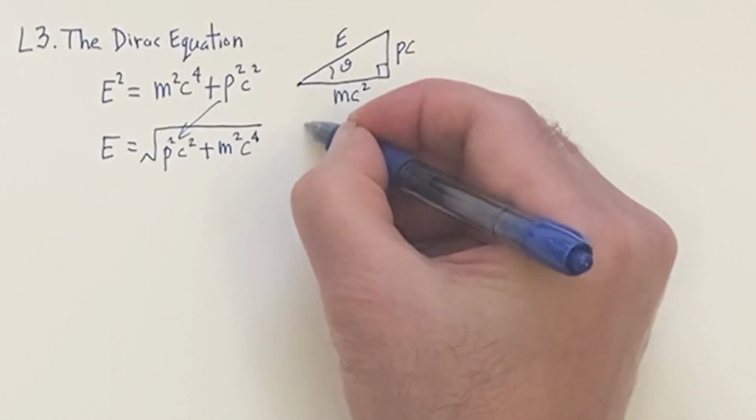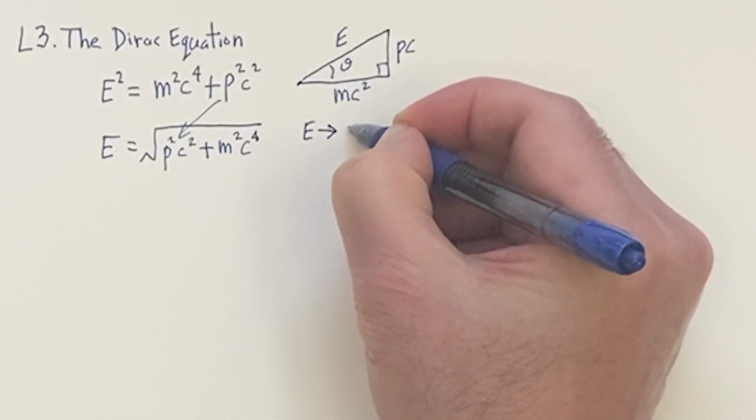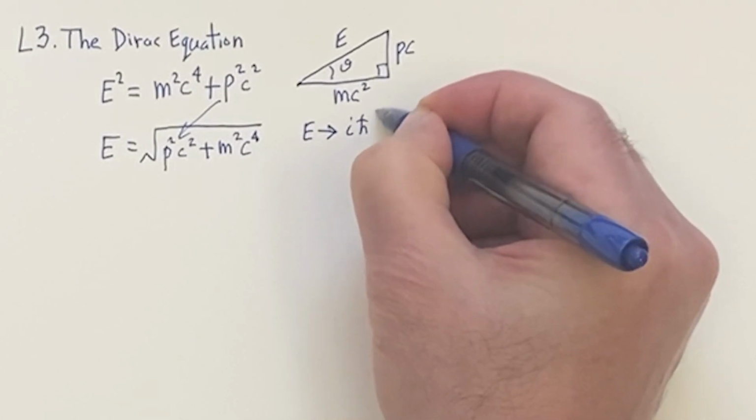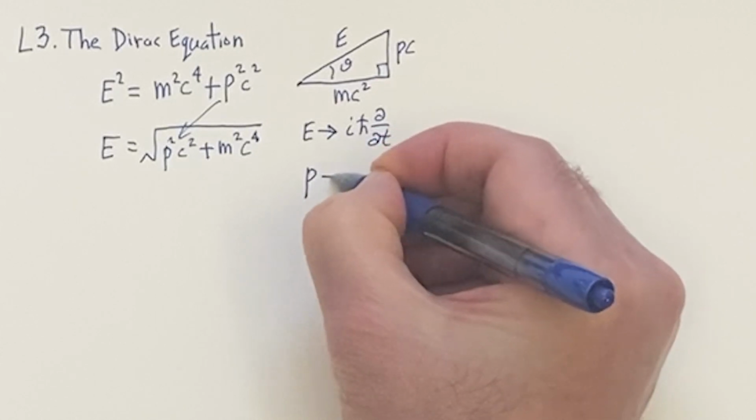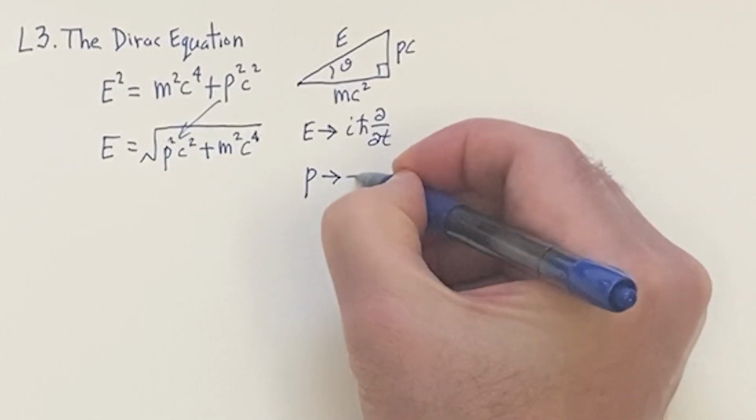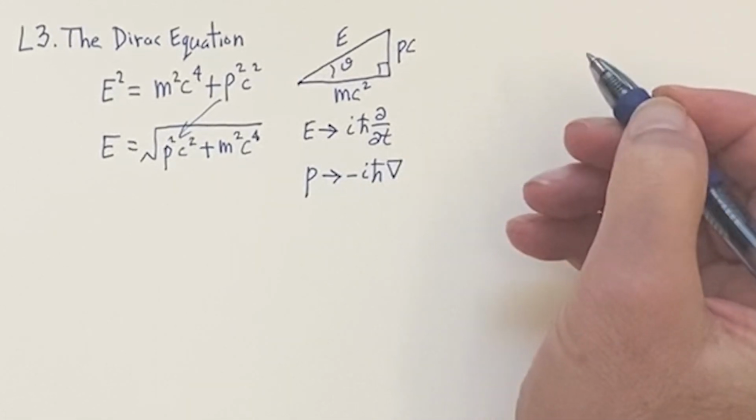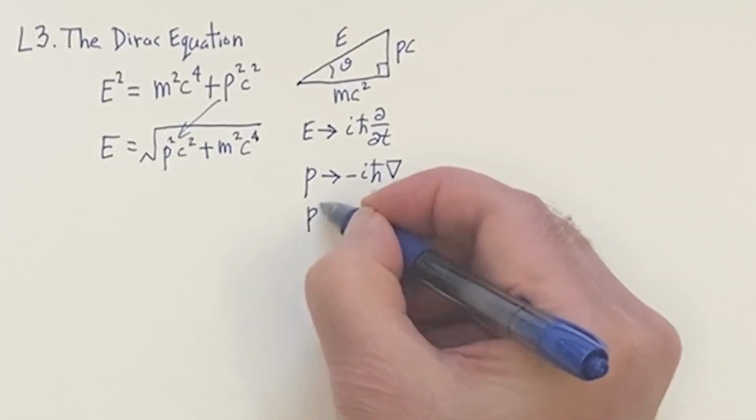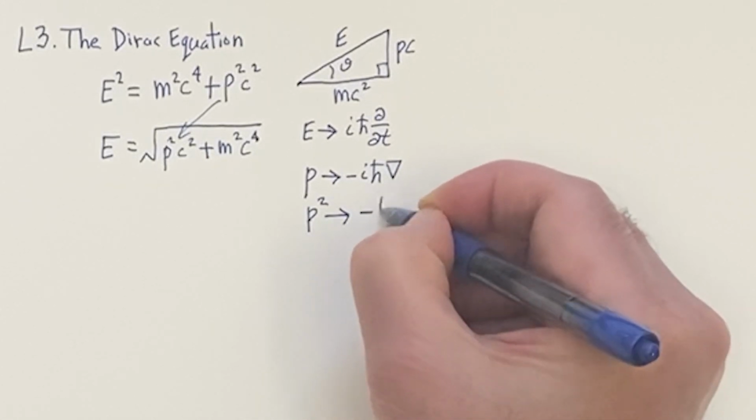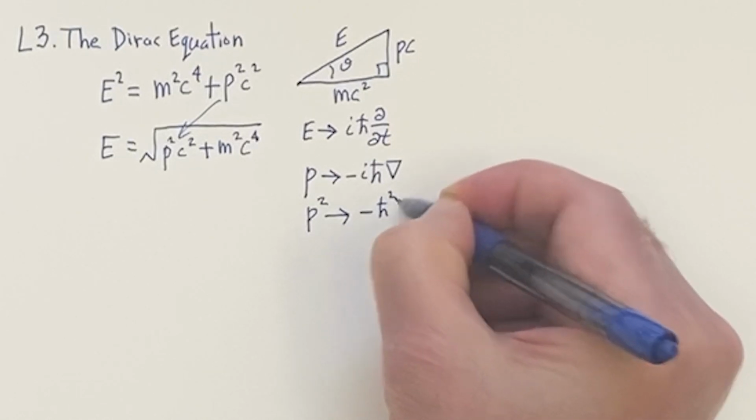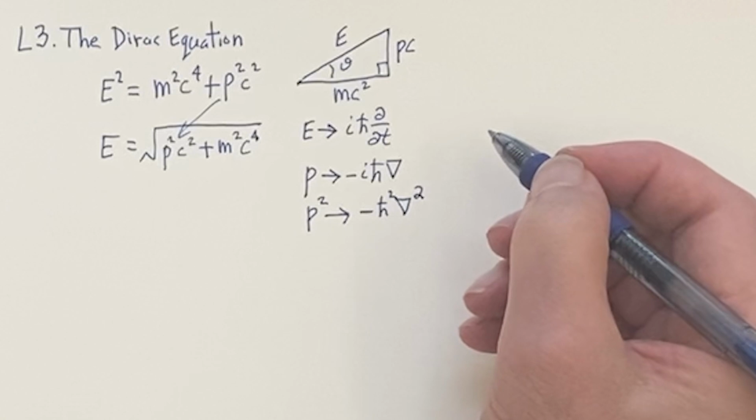So if you do this, you're going to let E go to i h bar partial derivative, and you're going to let p go to, and we can use the minus sign, we don't have to do h bar over i, we just do this one. Then when you square that, it'll still be minus. You'll have an h bar squared. Then you'll have the Laplacian, like we did for the Schrodinger equation.